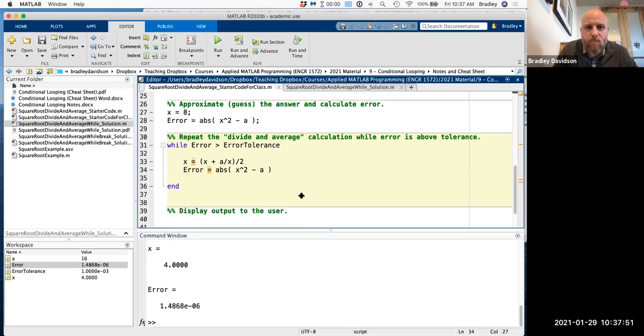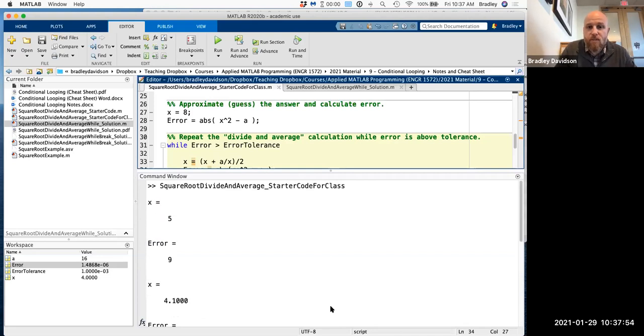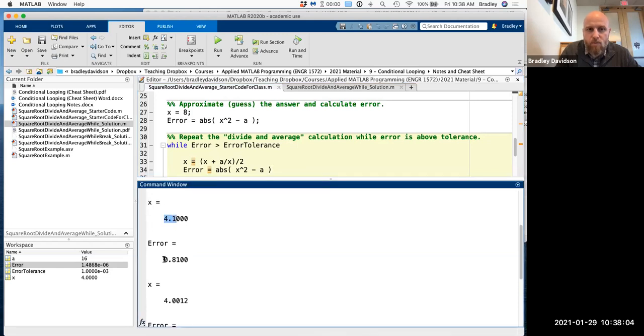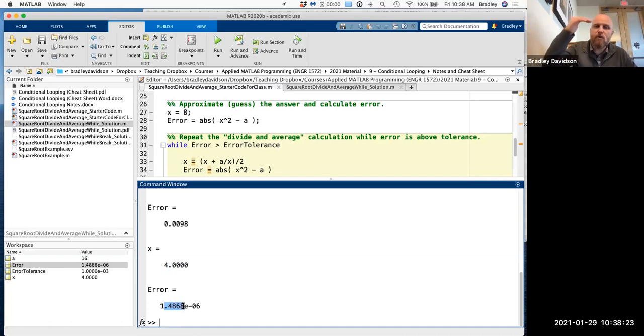Let's clear the command window. And we should see what we had on our piece of paper: in the first time that it calculated, x is equal to 5, our error was 9. The next time x was equal to 4.1, error was 0.81, then 4.001, and so forth, until we get down to x is equal to 4.0000, and our error is 1.4868 times 10 to the negative 6. So that was the first iteration. It went through multiple times until it was below our error criteria.